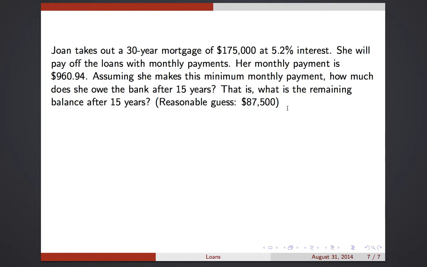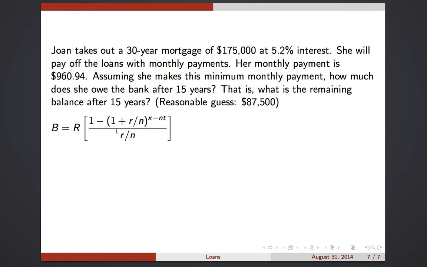Okay, we're halfway into the loan, so it seems reasonable that she would have paid half of the loan off. So that's our guess, or that's at least my guess. Maybe you have a different guess. So let's see if the formula confirms this or not. So here's the remaining balance formula.